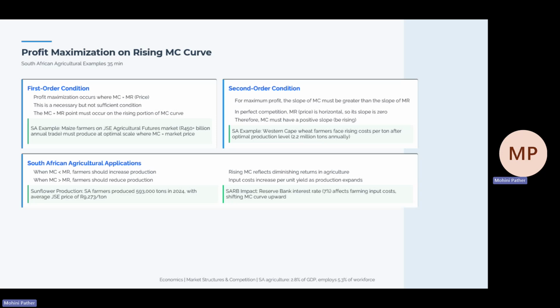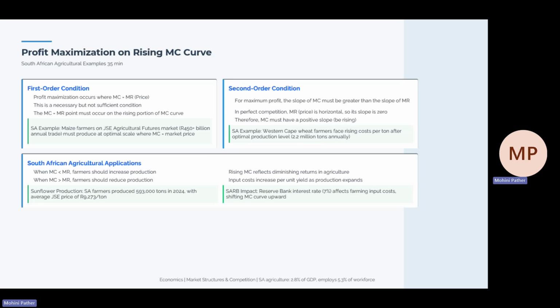The second order condition: for maximum profit, the slope of your marginal cost must be greater than the slope of your marginal revenue. In perfect competition, your marginal revenue is your price and it's a horizontal line, so the slope is 0. Therefore, your marginal cost must have a positive slope. It must be rising. So in the Western Cape, wheat farmers face rising cost per ton after their optimal level of production is reached.